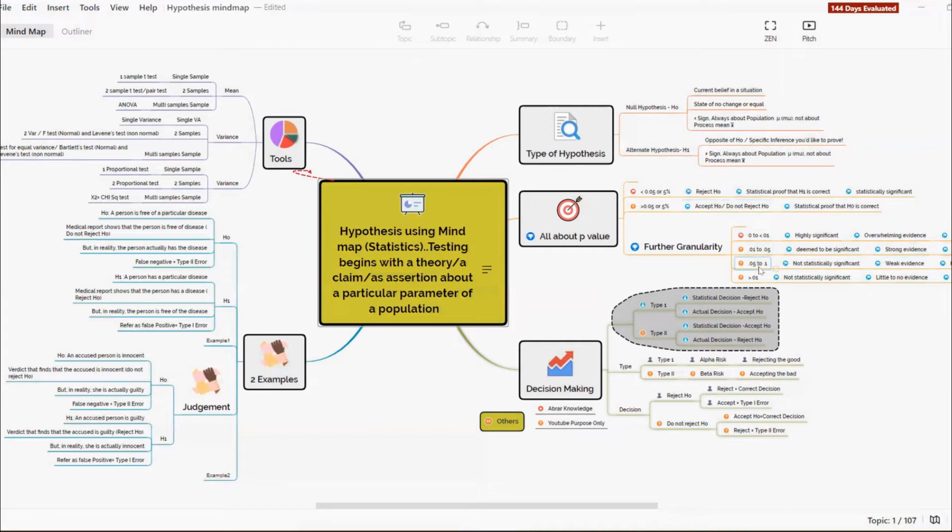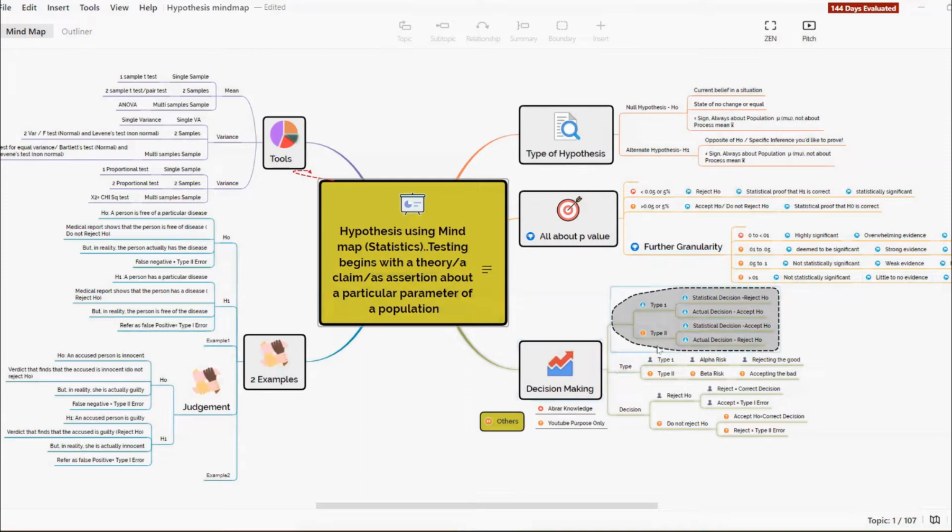So now what we can say, 0.05, that is 5%, and up to 10%, not statistically significant, or we can say weak evidence that H1 is true, right? And greater than 10%, that is 0.1, not statistically significant, little or no evidence that H1 is true, right? This is the granularity. Let's talk about the decision making.